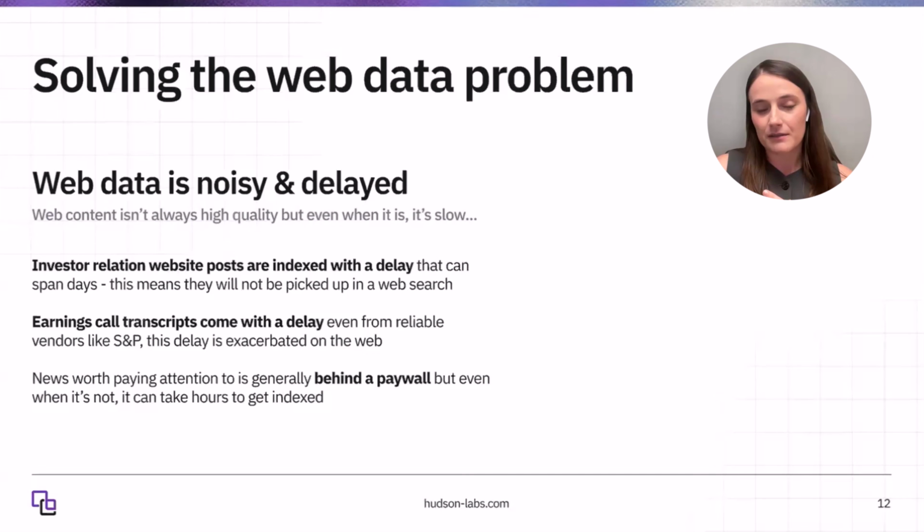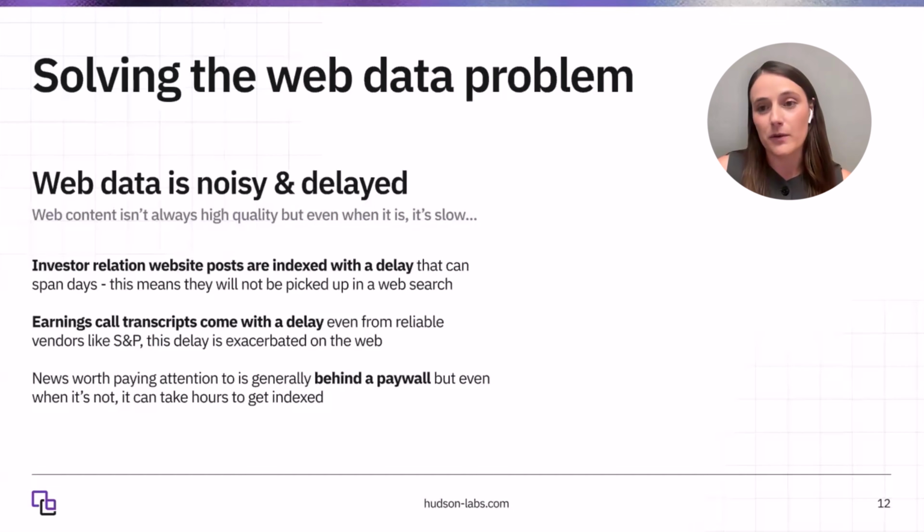Investor relations websites don't always get indexed right away. Sometimes it can take days. Same goes for news. Google News indexing is also a little bit slow. So expect delayed information if you're using web results, as well as not great information.